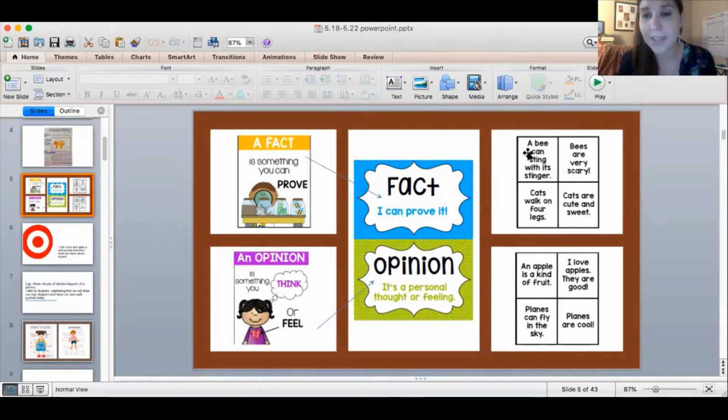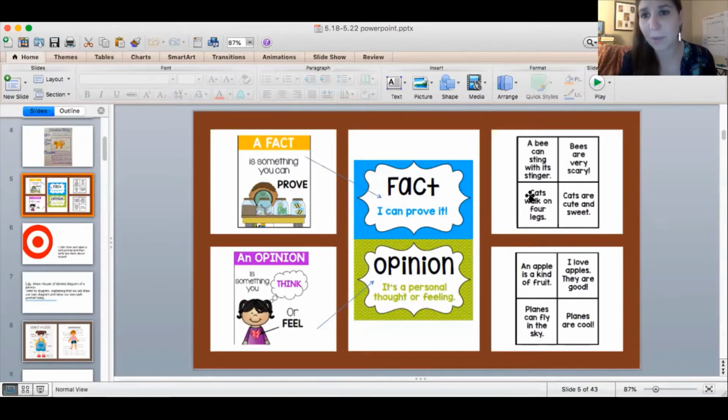So if we look over here, this is a fact, and then this is an opinion. This fact says a bee can sting with its stinger. That's something real. That's something that can happen. The opinion is bees are very scary. That's an opinion. That is not a fact. Some people think or feel that bees are scary, but that's not a real fact. We can't prove that bees are scary. That's just how we think or feel about bees.